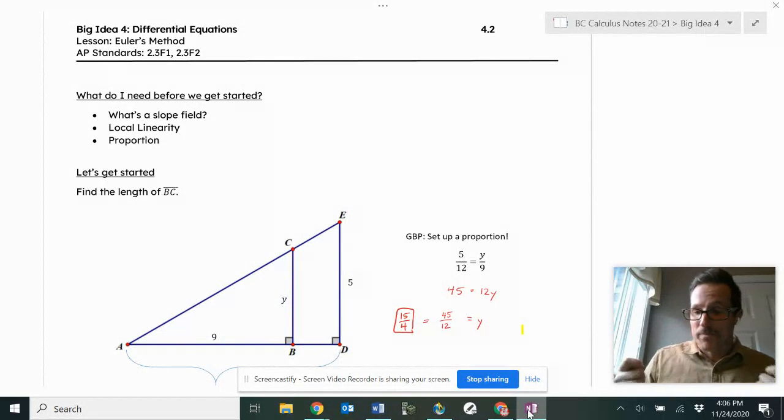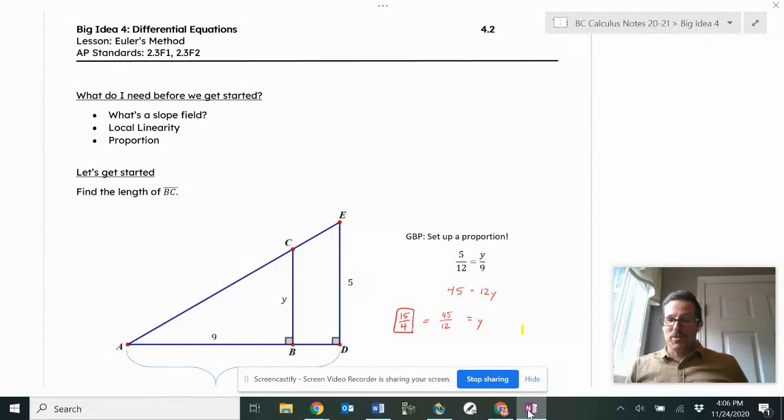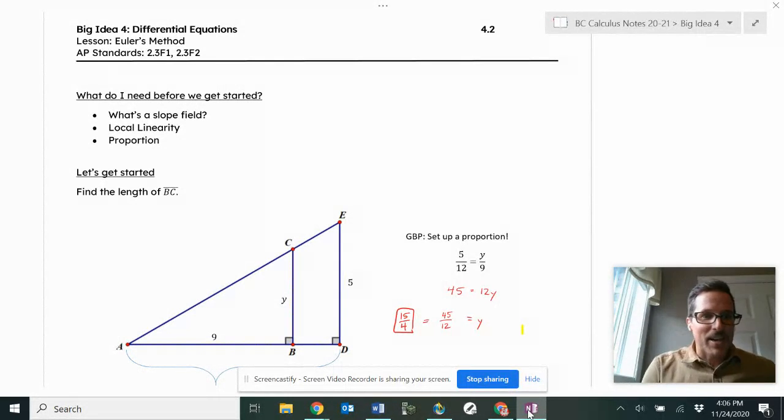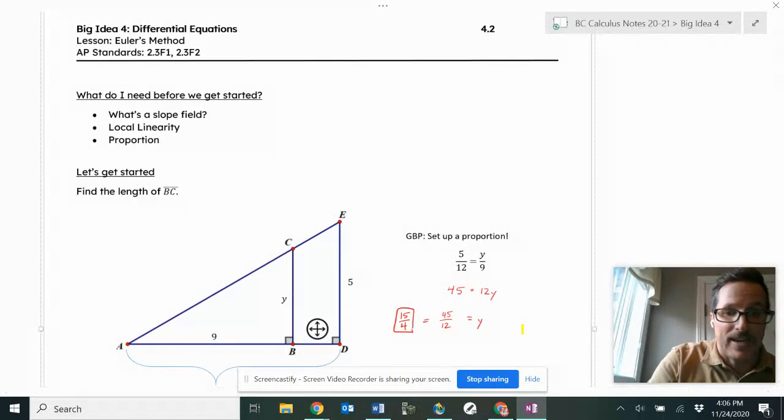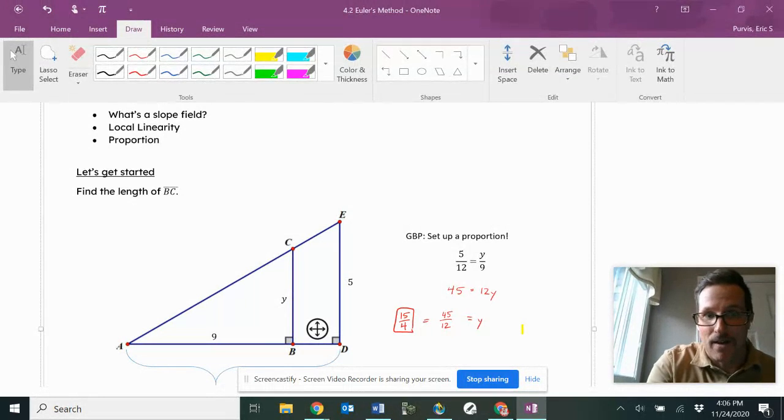All right, we're going to talk about Euler's method. It's his method. He's a dude. I'm a dude. We're going to learn about it. Okay, so what do you need to know? You need to know what a slope field is. Thank you, Mr. Morris, for teaching us about slope fields. And you need to know about local linearity. I'll get into that here in a second.